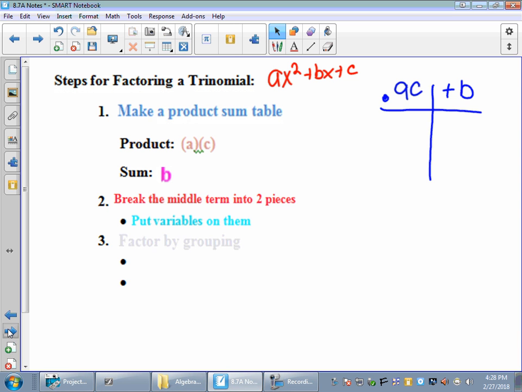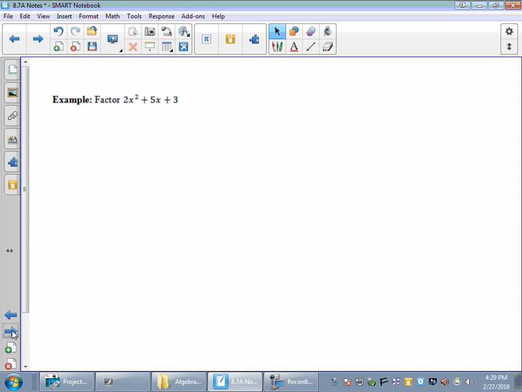For step number 3, now that we have a 4-term polynomial, you guys already know how to factor those. We're going to factor by grouping. Just a refresher, that means we need 2 greatest common factor problems. And we should have matching parentheses. If we don't have matching parentheses, then we can't finish factoring it. So let's see what an example of option number 2, the product sum table or the AC method, looks like.